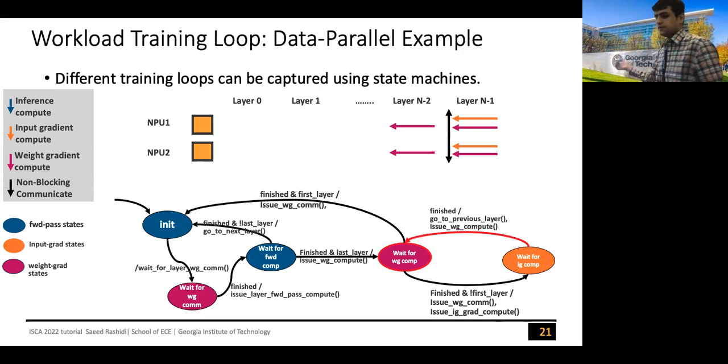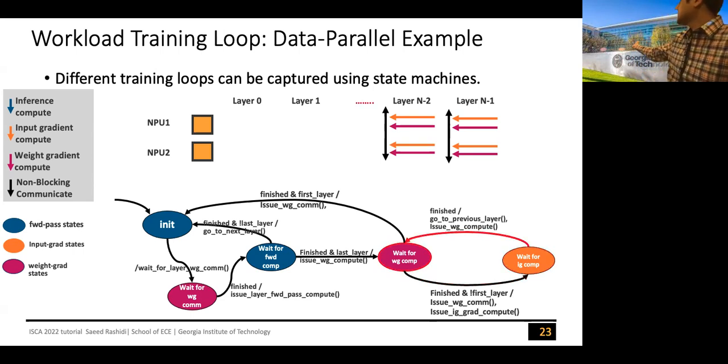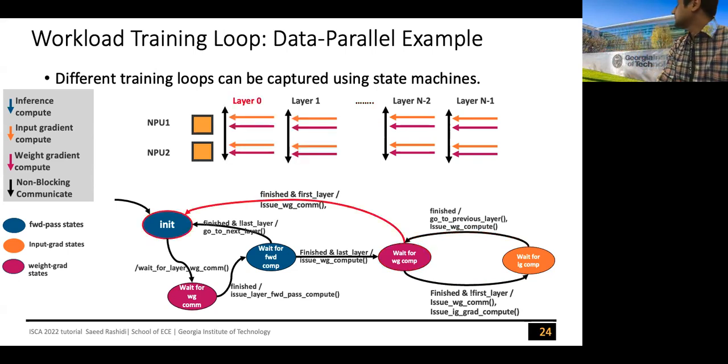So you can capture all these overlapping scenarios inside the workload layer implementation of ASTRA-sim, and you can accurately model what is happening on optimized strategies. You do the same thing for all these layers. So you perform these communications, which are weight gradient communications, and in data parallel you only have weight gradient communications, and then go to the previous layer to overlap these communications with compute.